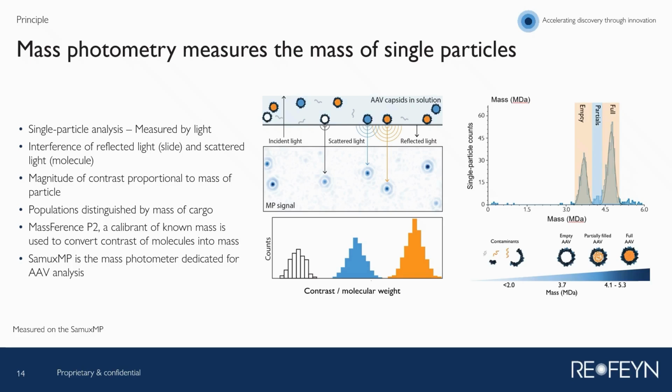The image you see on the further right is the mass histogram generated by SAMX. So here, the software has taken the mass information from each of those particles and segregated it into different populations based on the variation in mass. The empty population is defined based on the known mass information for empty particles. The full population is defined based on the known transgene size of the product. The population that falls in between the two becomes your partial population.